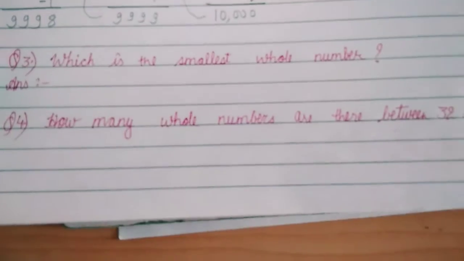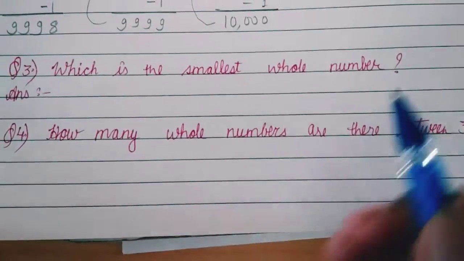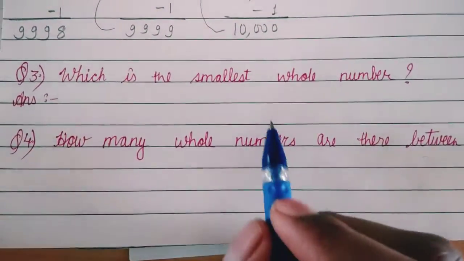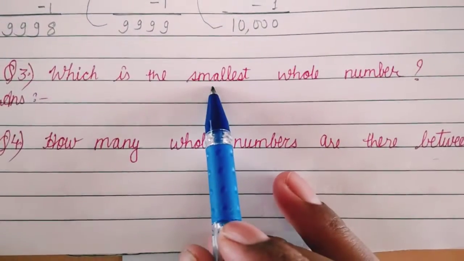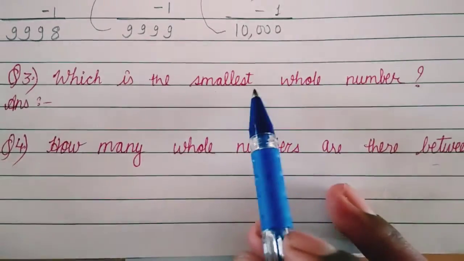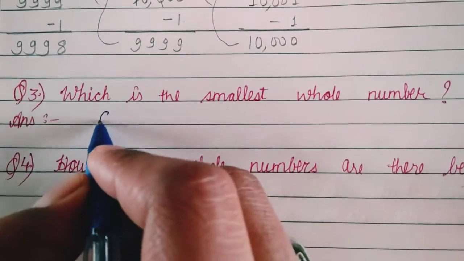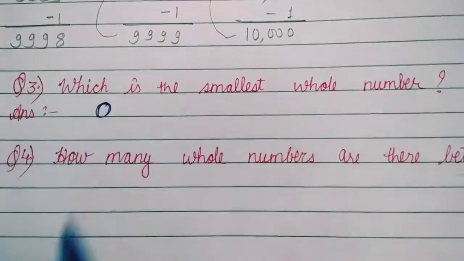Question number 3 is: which is the smallest whole number? The number where the number system starts is known as the smallest number. We know whole numbers start with 0. So 0 is the smallest whole number.